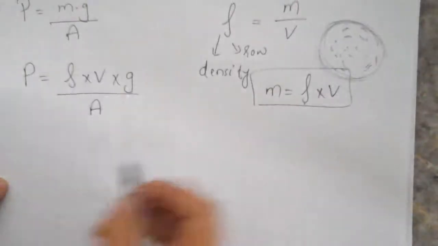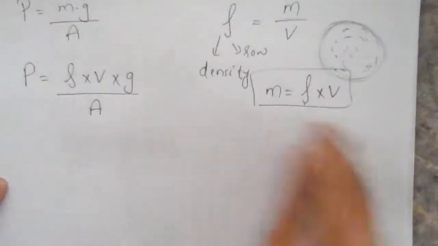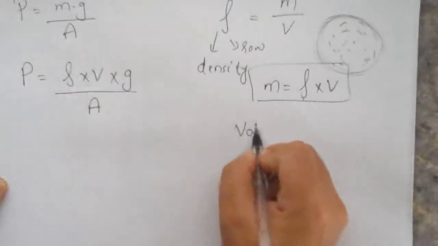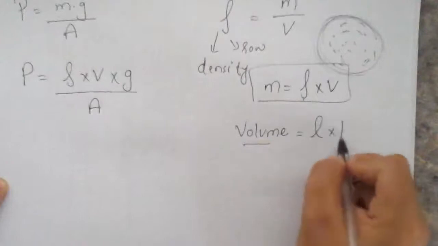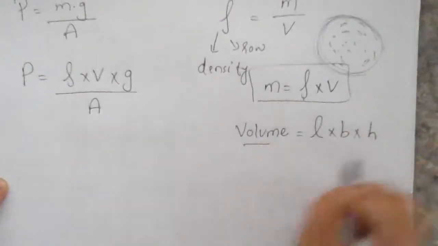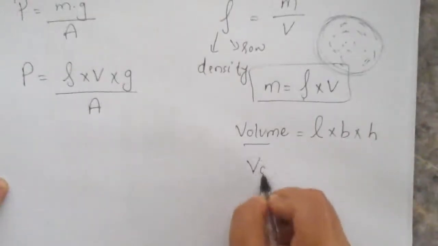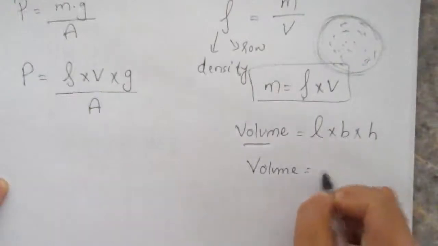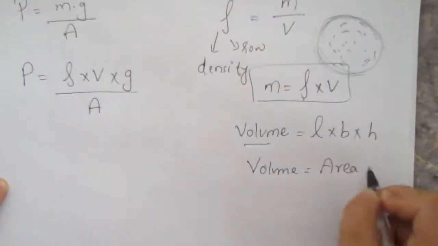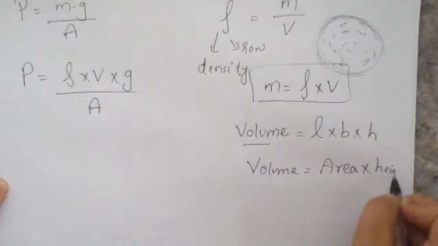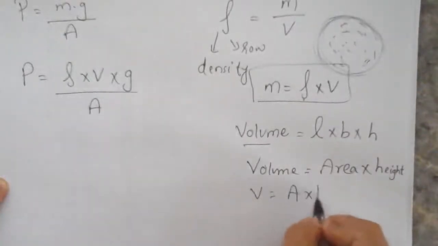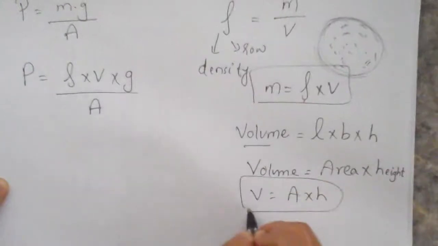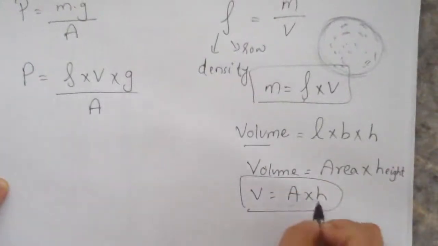Is that clear? In mathematics we also studied that the volume of any object is equal to length multiplied by breadth multiplied by height. Or we can also say that the volume of any object is equal to the area multiplied by height. Is that clear? So V is equal to A multiplied by H. So instead of volume I will put A into H.